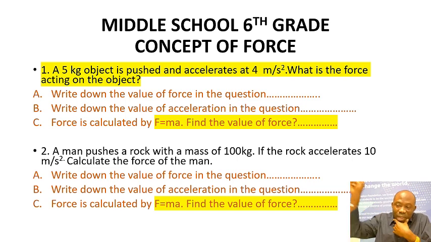Group 2, second group over there, take the next question. First group, take question 1. Second group, take question 2. A man pushes a rock of mass 100 kilograms. If the rock accelerates 10 meters per second squared, calculate the force of the man. The question says A, write down the value of the force. From the question, are you given a force? Write the value of the force in the question. Okay, write down the value of acceleration.